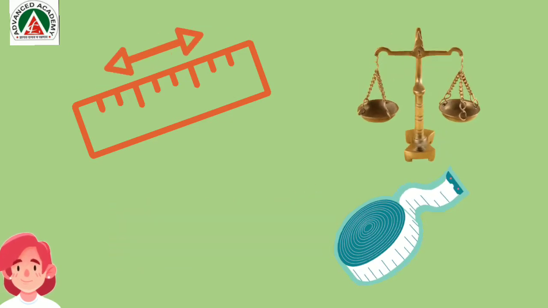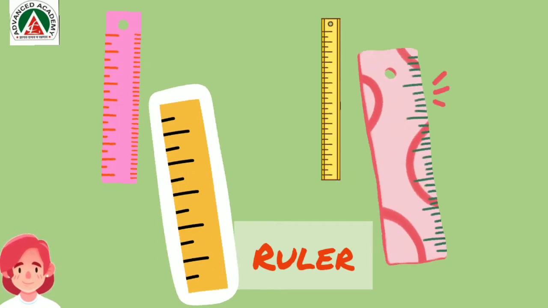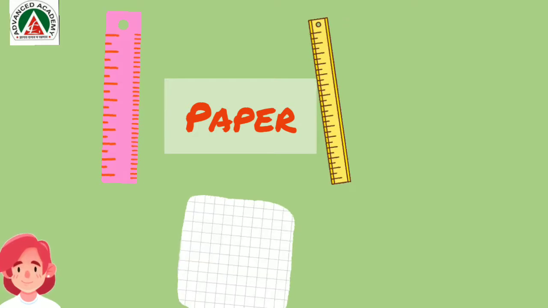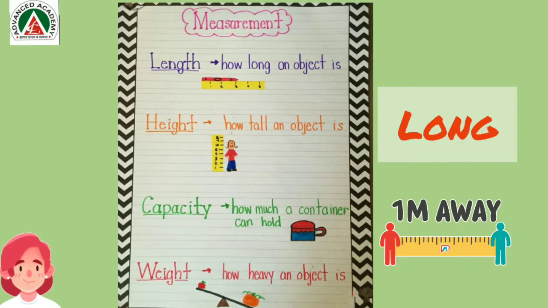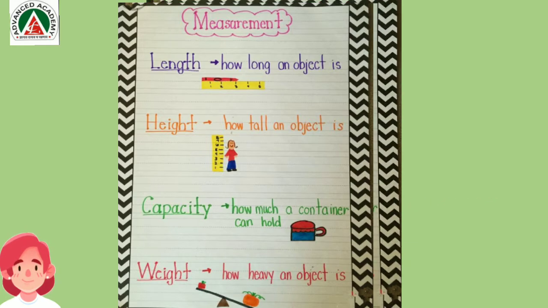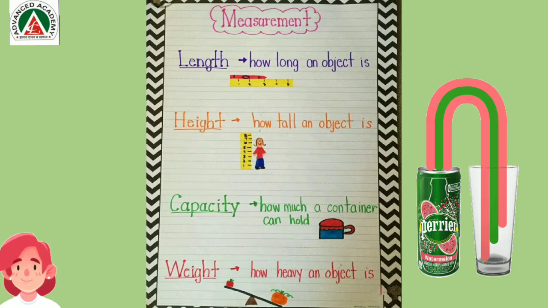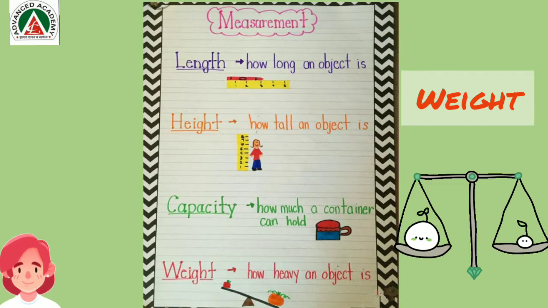An example of measurement is the use of a ruler to determine the length of a piece of paper. Thus, when we measure, we come to know how long an object is, how tall an object is, how much a container can hold, and how heavy an object is.